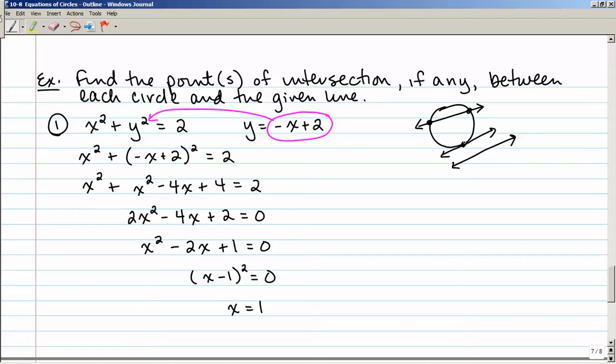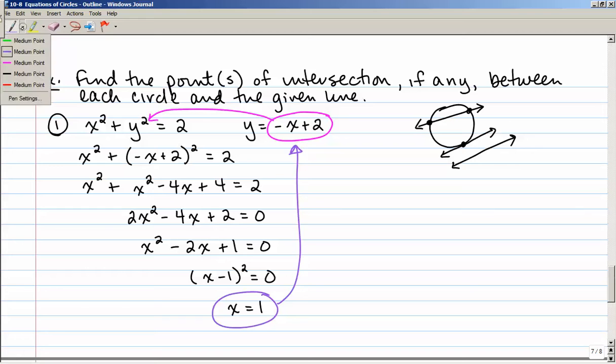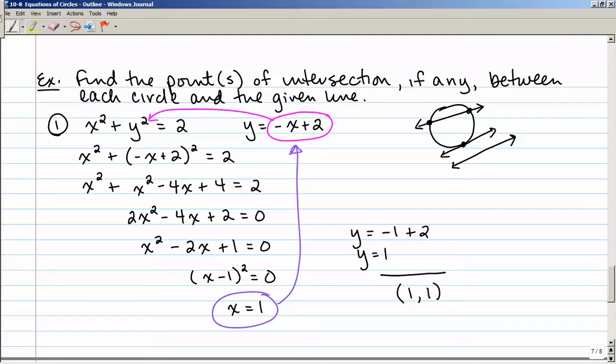But I'm only halfway there because I need to find that point where they intersect. I know the x-coordinate of that point is 1, so I'm going to substitute 1 back into here for x, and that will give me my y. So y equals negative 1 plus 2, or y is equal to 1. So this circle and line intersect in one point, and that point is the point (1, 1).